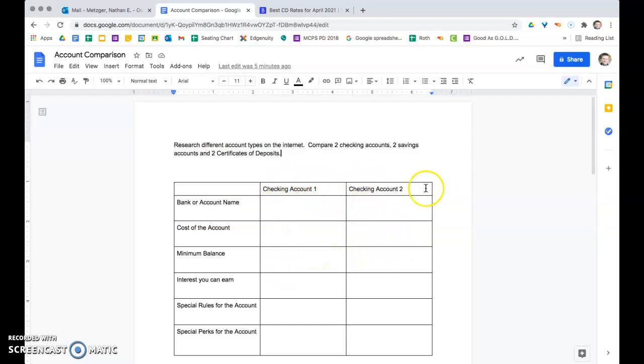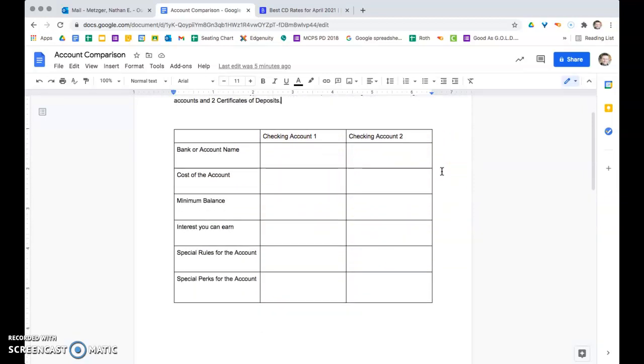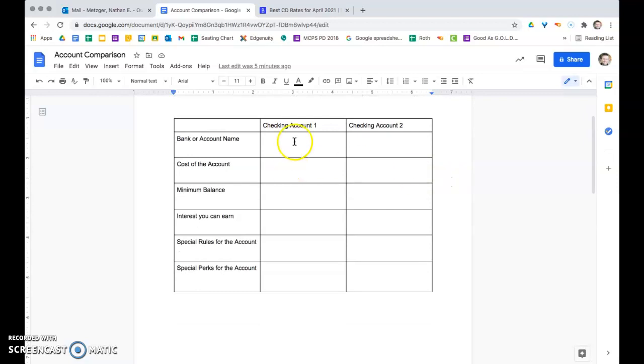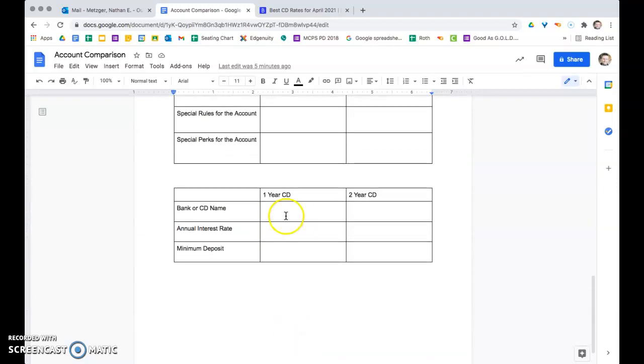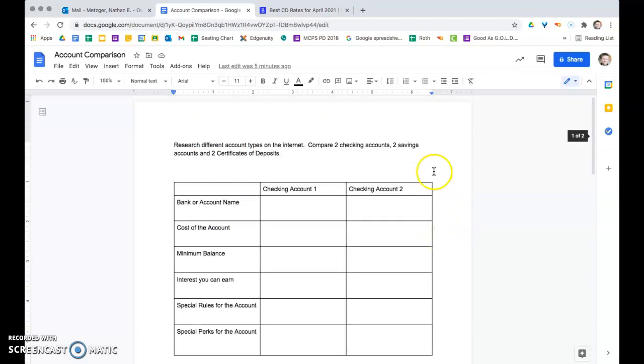Find two different ones. It might be helpful if you already know a bank, maybe the bank that your family uses. Go to their website and find all the information on their checking account, all the information on a savings account, and then also if they offer CDs. You may be able to knock it out just by going to two separate banks. Or you can use the entire internet and search and shop for the best ones. So fill these out and click turn in.